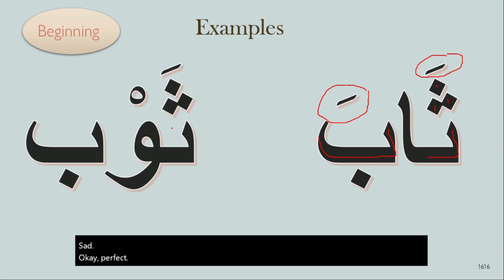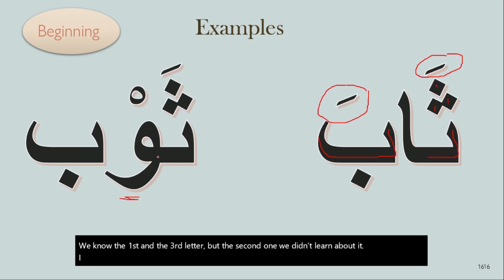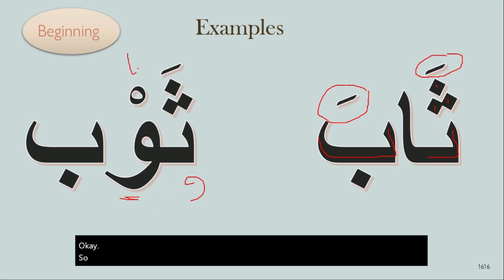Let's see this word. We know the first and the third letter, but the second one we haven't learned about, and it's just like the comma we drew above. This letter is pronounced like U or O. So it will be pronounced like U.